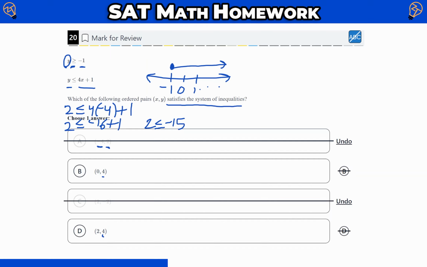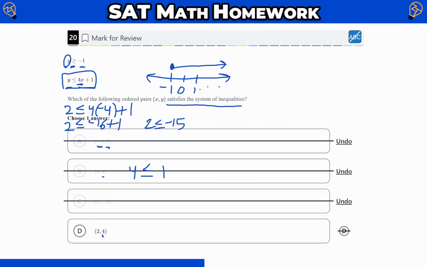So for B, if I replace y from here with 4 less than or equal to, well, plugging in 0 is nice because then 0 times anything is always 0, plus 1 is 1. 4 isn't less than or equal to 1, so we could eliminate this one as well. And the answer should be D, but let's confirm that. We'll go ahead and put the y is less than or equal to 4 times 2 plus 1. So this is 8 plus 1, in other words, 9. And yes, 4 is less than or equal to 9.